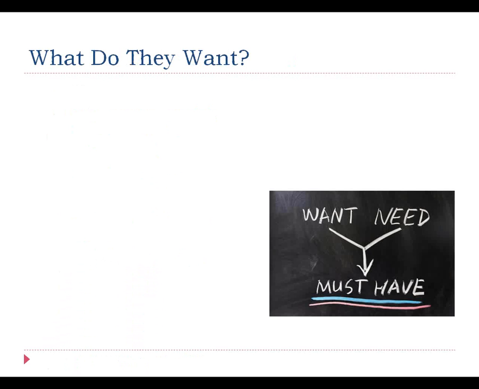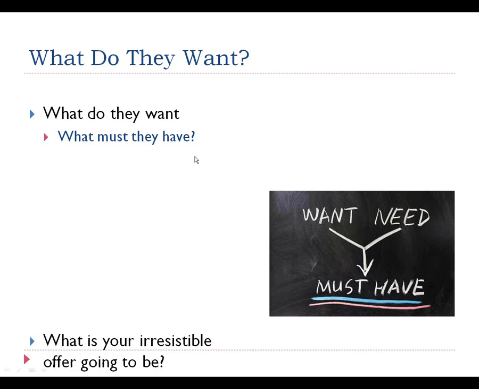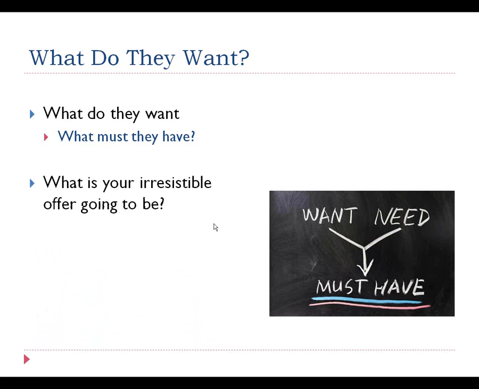And we've done that on other courses. You need to know what they want, and you need to know what they must have. The difference between a want and what they must have has to do with time, because they want it, but they might not want it now. But if they must have it, that means it's urgent. They need it now. So you need to think what your irresistible offer is going to be for your particular target market.